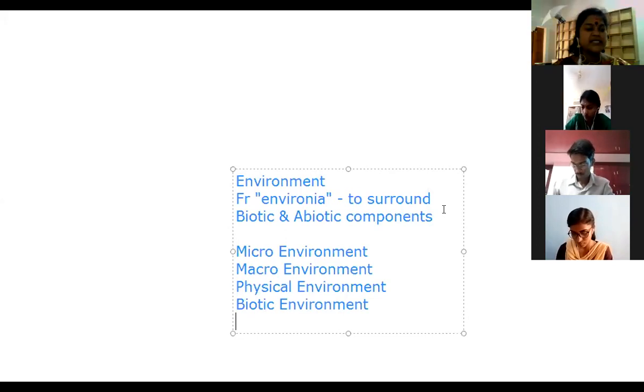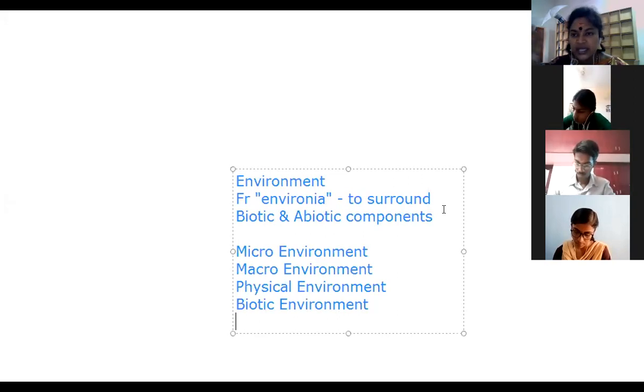Micro environment refers to the immediate local surrounding of the organism. The organisms immediately around us are called micro environment. And macro environment refers to all the physical and biotic conditions that surround the organism externally. Whatever things are large in size, those organisms externally surrounding us are called macro environment.